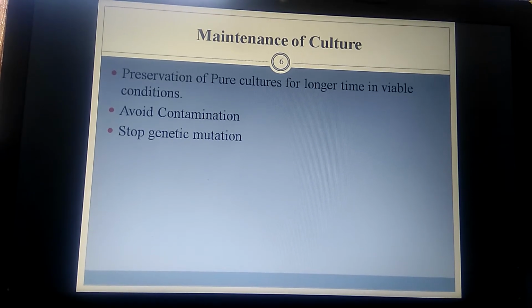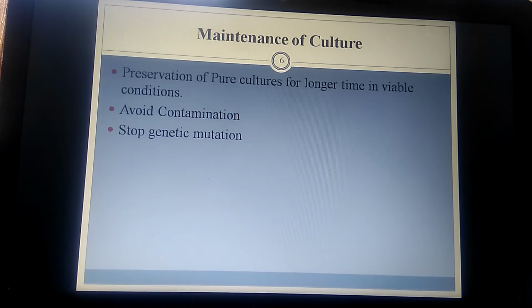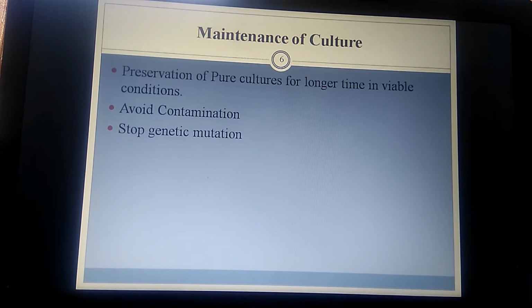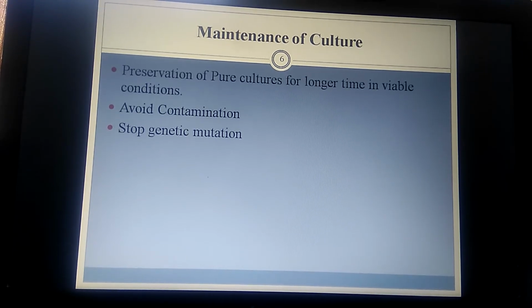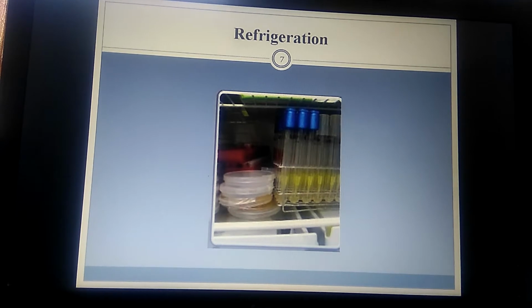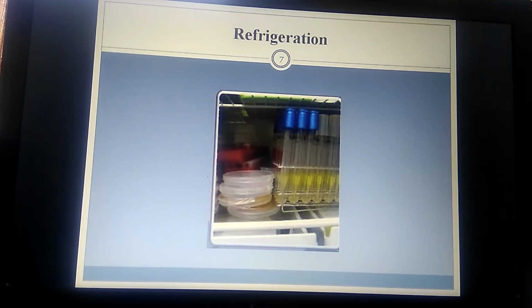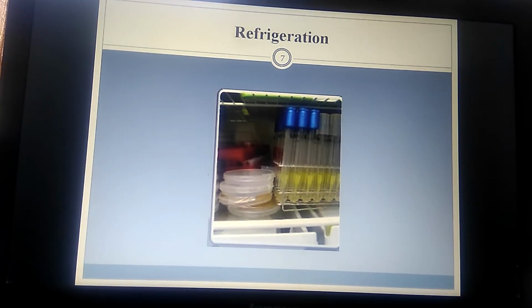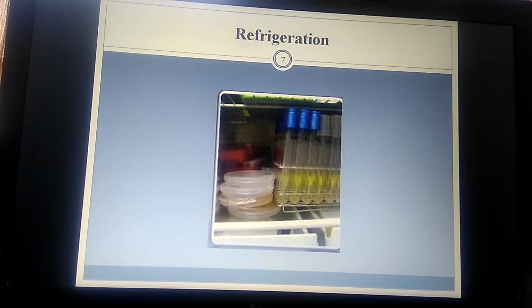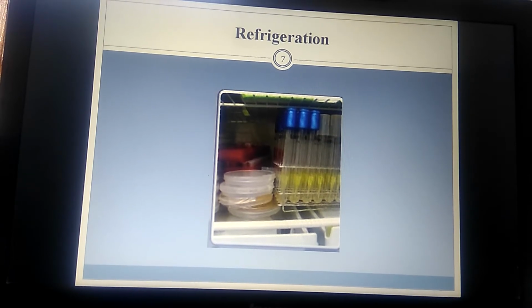So we need to stop the genetic mutation, avoid the contamination, and keep the organisms in living or viable conditions. That is the reason why we need to maintain or preserve the cultures. So how do we preserve the cultures? One easy and most often used method is refrigeration. You might have already used this. We have done many experiments where you have already refrigerated.